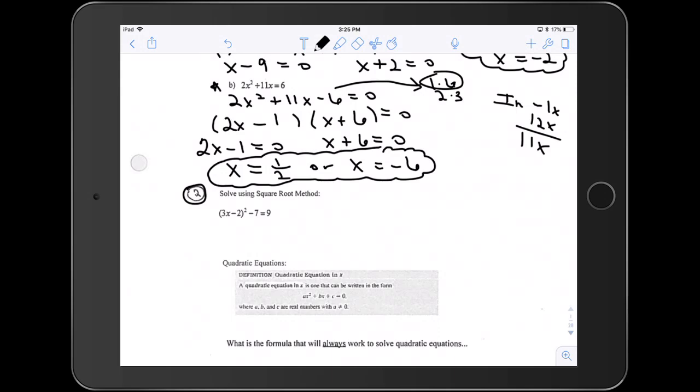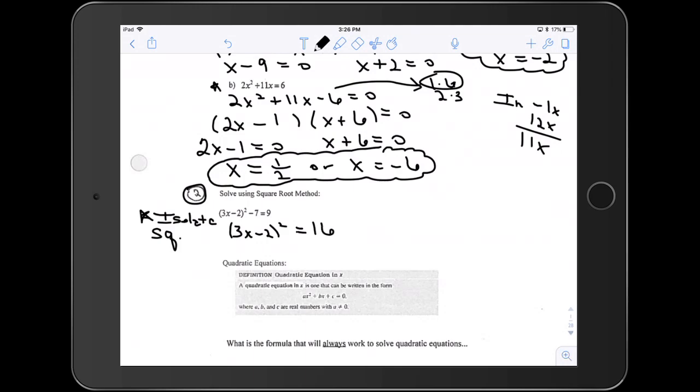So unlike factoring, which tends to be in standard form, now that we're in vertex form, this is the method to solve by, which is square rooting both sides of the equation, but only after you isolate. So make sure you remember to isolate your square. So that's one thing you need to remember. So I'm going to add 7 to both sides. So I have 3x minus 2 quantity squared equals 16.